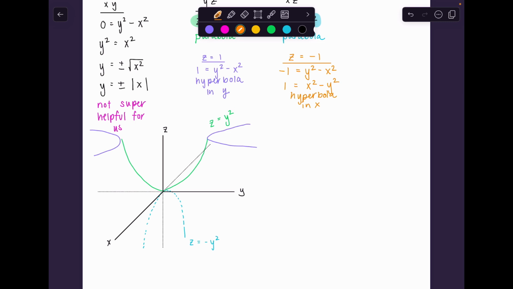So if I were to cut this at z equals negative 1, I'm still going to get a hyperbola on that plane as a trace, but now it's opening in the x direction. So what we're actually getting here is we've got a hyperbola this way, and then we've got the back of the hyperbola over here. Okay. This is one of the funkiest shapes we're going to have.